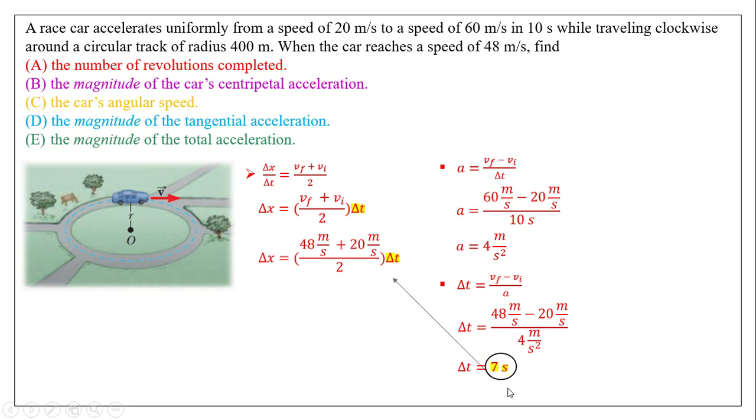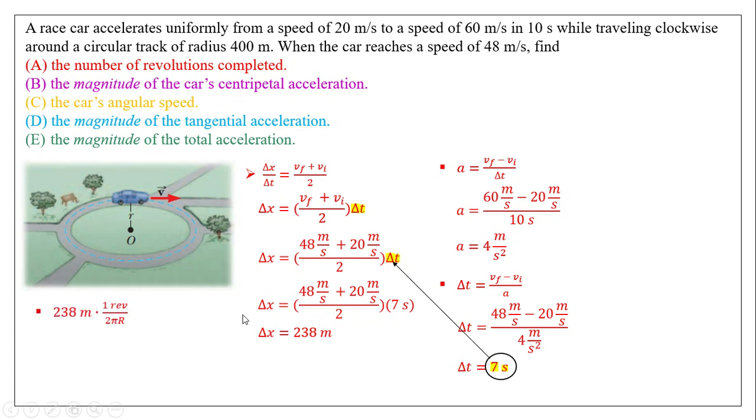So once I know that, I can plug in for t and calculate the work here. 48 plus 20 is 68. 68 divided by 2 times 7 on your calculator should give you 238 meters. But once again, this is delta x. Part A asks you to find the number of revolutions. They didn't ask for the linear distance covered. So once we know the linear distance, we can simply do a conversion.